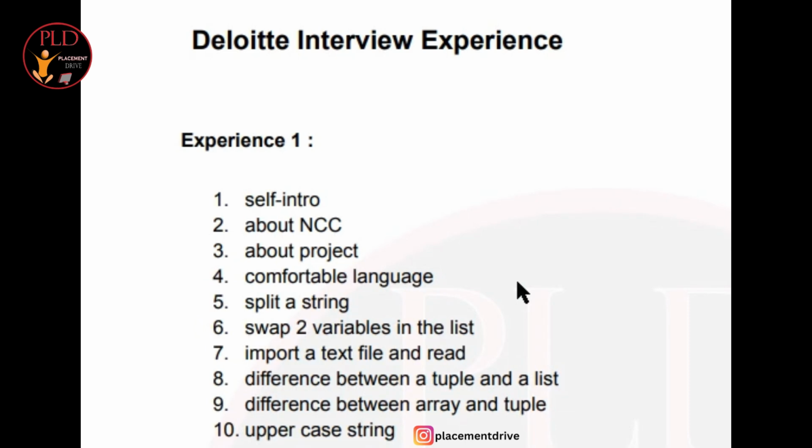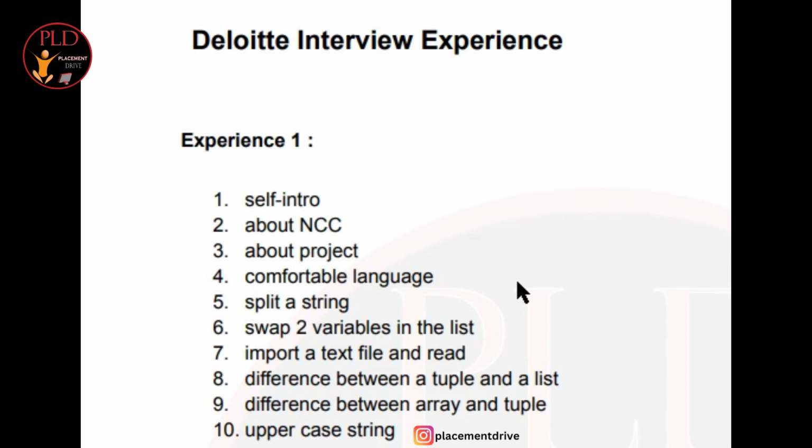The task 2 is list manipulation. The candidate was asked to swap variables within a list, testing their understanding of list manipulation and basic programming language. The third task is file handling. The interviewer tested the candidate's knowledge of file handling by asking them to import and read the data from a text file. And the sixth question is comparison between tuples and list.